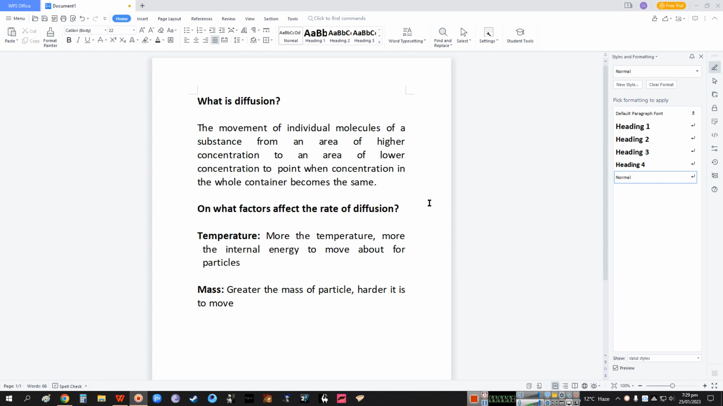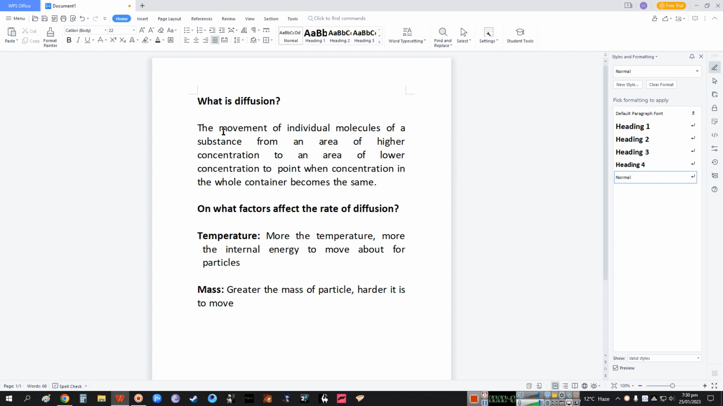So, first we're going to ask a question: what is diffusion? Right? So, we can say that diffusion is actually the movement of individual molecules or particles, if we're talking about gas or liquids, from an area of higher concentration to an area of a lower concentration. Now, what is concentration? It is the amount of a substance in a given area. That is what we call concentration, right?